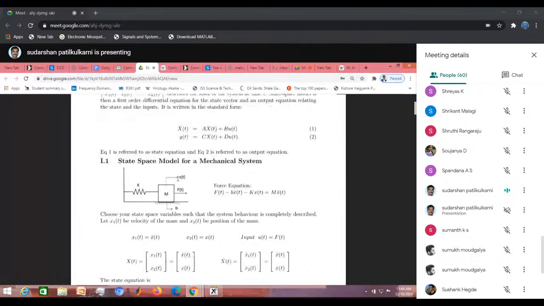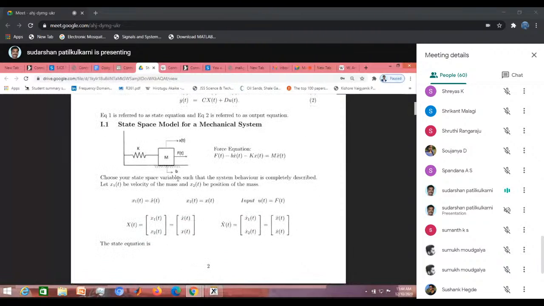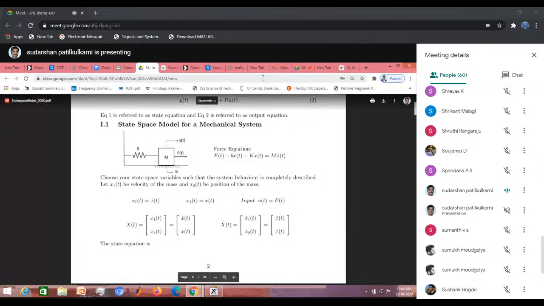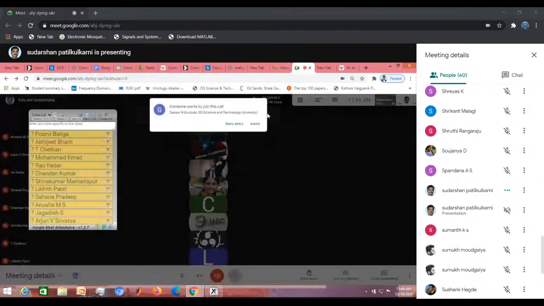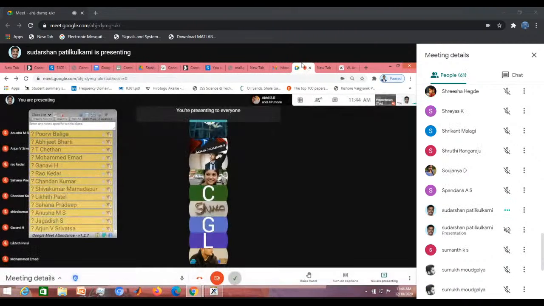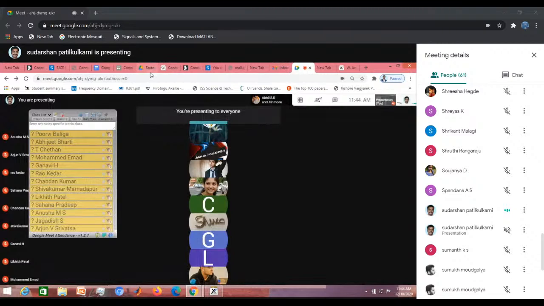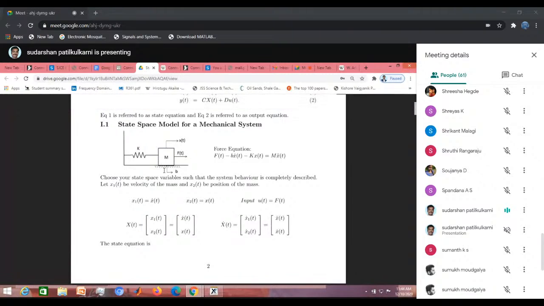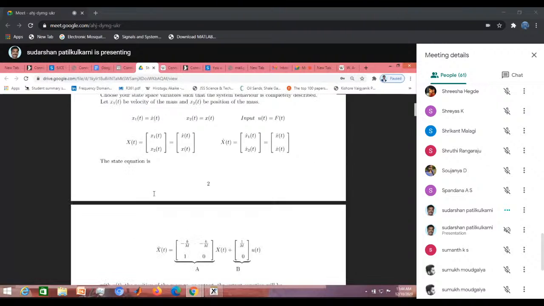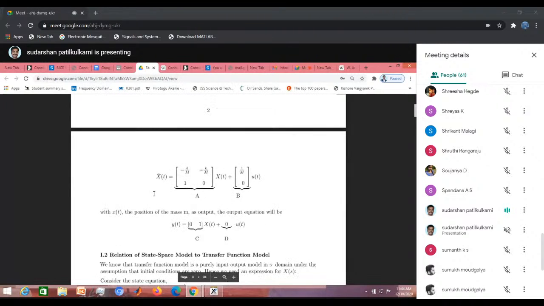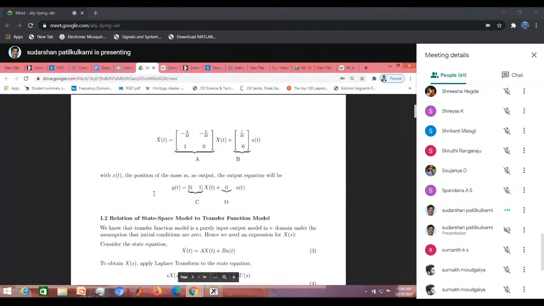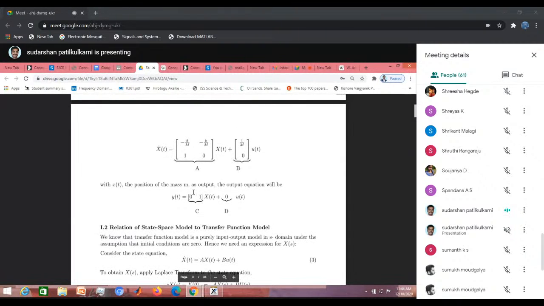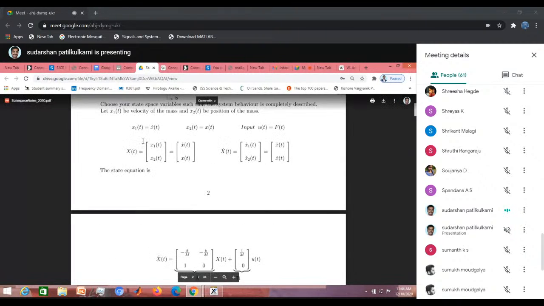So we modeled our standard mechanical system with force applying on the mass with friction and spring. And we got the state space model by defining x1 of t as position and x2 of t as velocity.